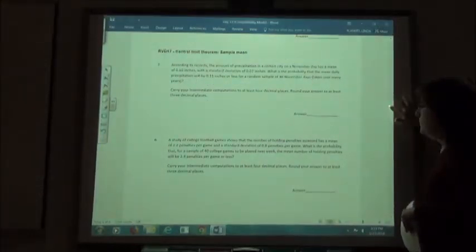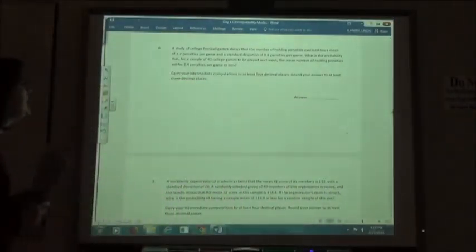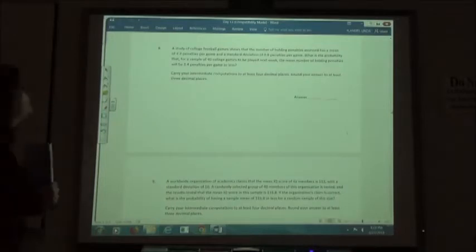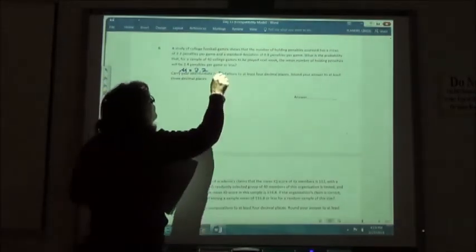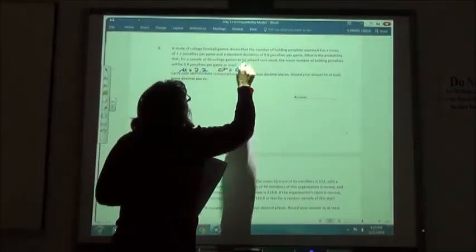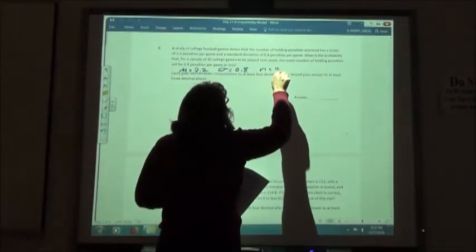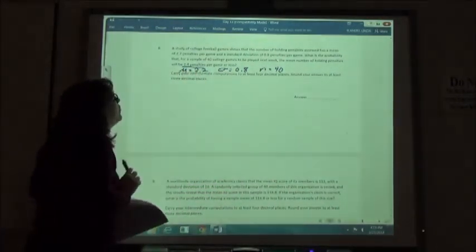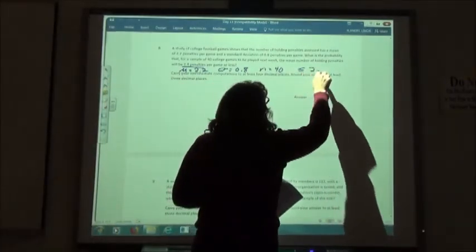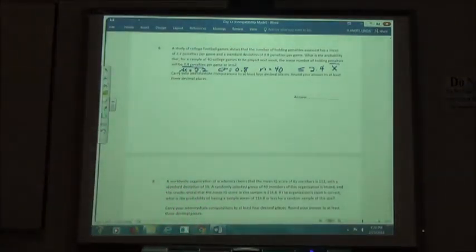All right. Number 8, same kind of thing. A study of college football games shows that the number of holding penalties assessed has a mean of 2.2 penalties per game. So my mean is 2.2. Standard deviation of 0.8. What is the probability that for a sample of 40, so n is going to equal 40, the mean number of holding penalties will be 2.4 penalties or less? So we want less than or equal to 2.4. That's going to be our X bar, and since we're doing a less than, and that's what our calculator calculates, it's nice.